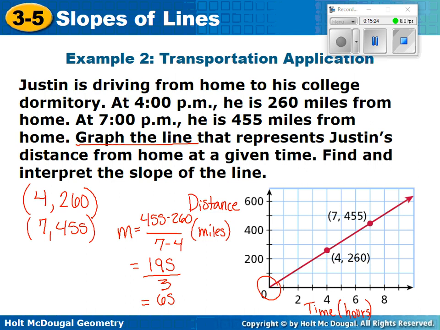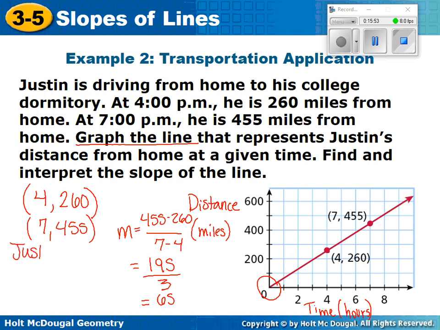And if you divide that, what do we get? 65. Now be careful, it said find and interpret. When it says interpret, I expect you to write me a sentence explaining what this 65 means. So think about the question again. What is 65 telling us? The number of miles per hour that what? Who's he? That Justin drives from home to college. So write a sentence that explains that.